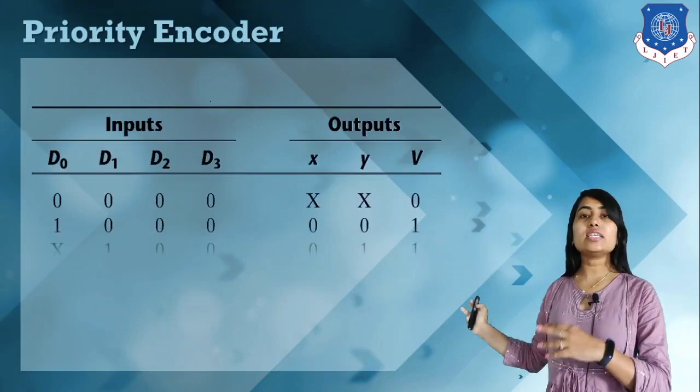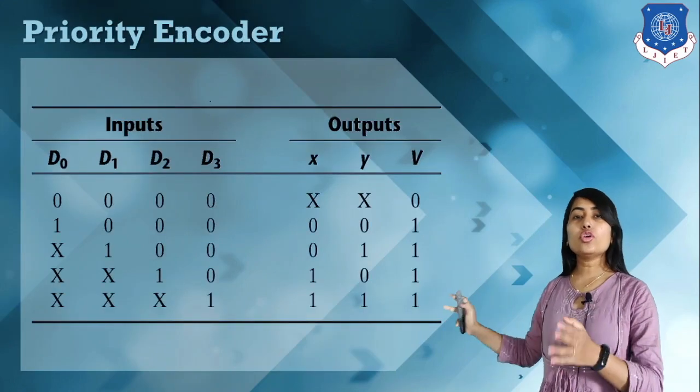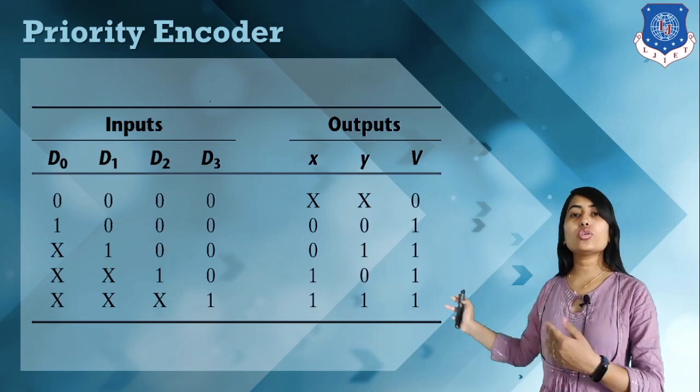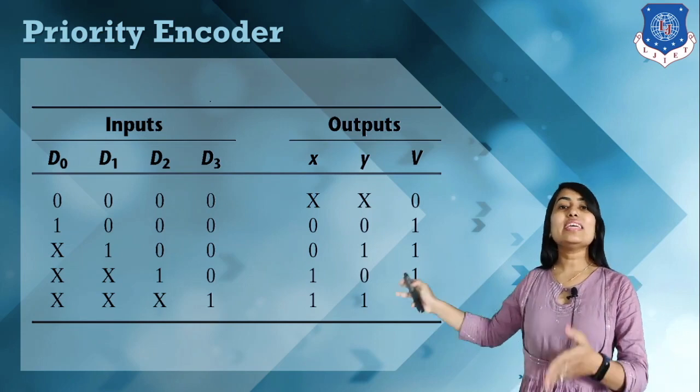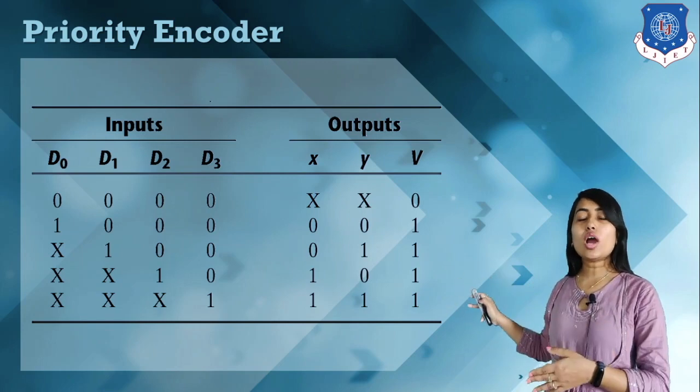Here we have the basic truth table of this priority encoder. This is a 4x2 priority encoder. Here we have four inputs D0, D1, D2, D3, and two outputs X and Y.